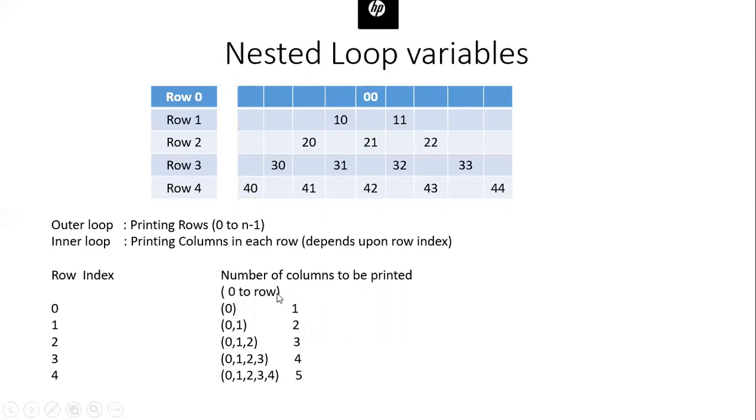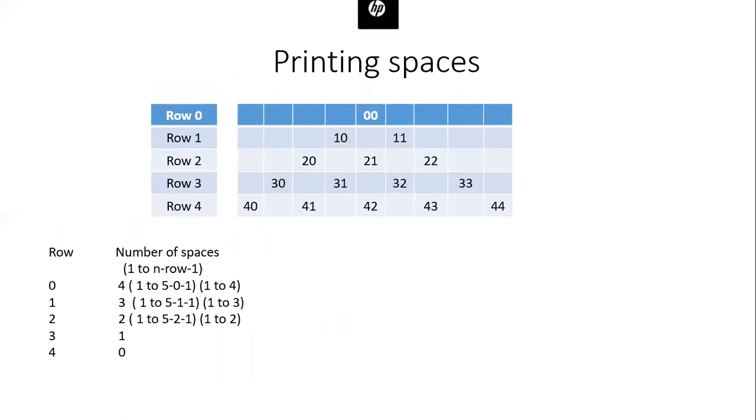So the general formula for printing the number of columns is, run the inner for loop from index 0 up to the index row. Every time you need to increment by 1. Now let us see how to print spaces. Before printing every number in each row, you need to print spaces first. After that only you are going to print the number.